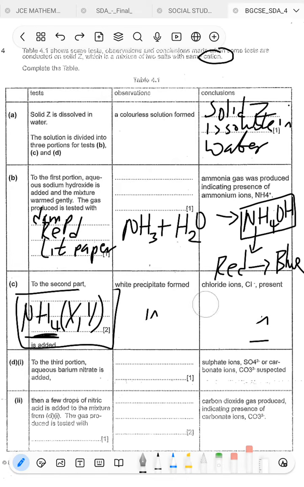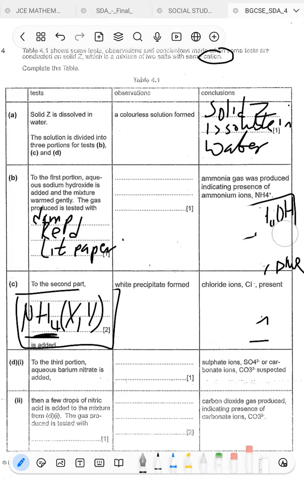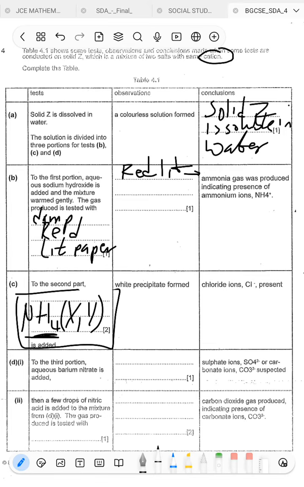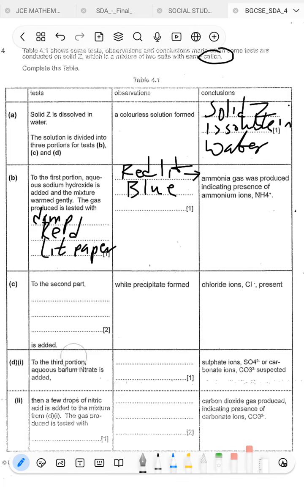Okay, let me just erase this part and leave our salt there, so that we can use it as reference as we go along. Okay, so observation. What observations do we see when we are testing for that gas? Red litmus paper changes to or turns blue. Okay, so that's the observation. The damp red litmus paper changes color from red to blue.